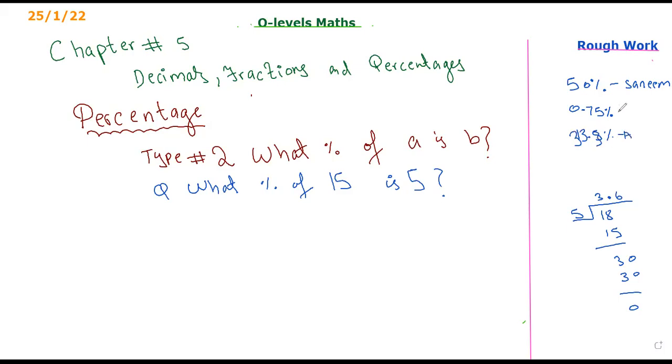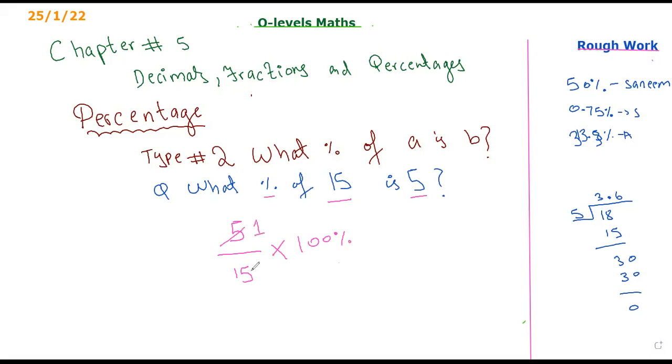Let's see what the answer actually is. Let's understand the question first. What percent of 15 is 5? Now 5 is the smaller number, so 5 will come in the numerator. 15 is the bigger number, so it is going to come in the denominator. We are interested in finding the percentage, so we multiply it with 100%.